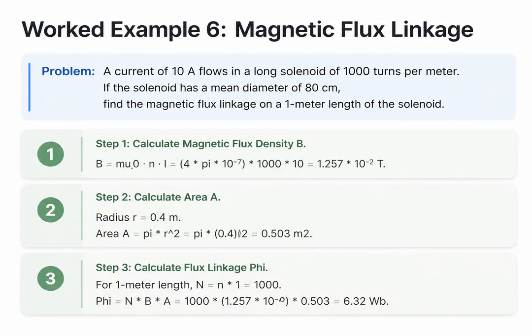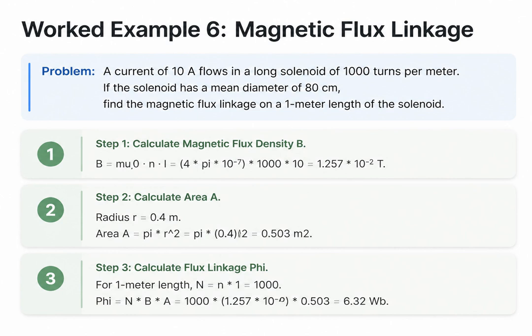Let's look at one final example, which introduces the concept of magnetic flux linkage. We have a solenoid carrying 10 amperes with 1,000 turns per meter and a diameter of 80 centimeters. First, we find the magnetic flux density inside, which is 12.57 millitesla. Next, we calculate the cross-sectional area of the solenoid using its radius of 40 centimeters, which gives us 0.503 square meters.